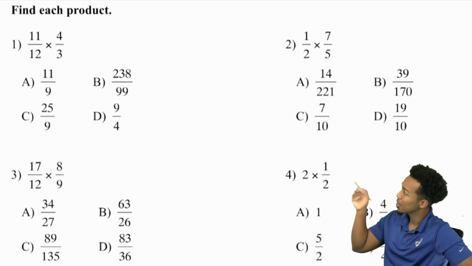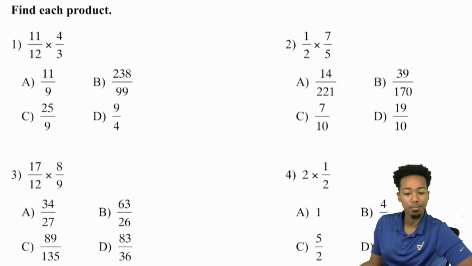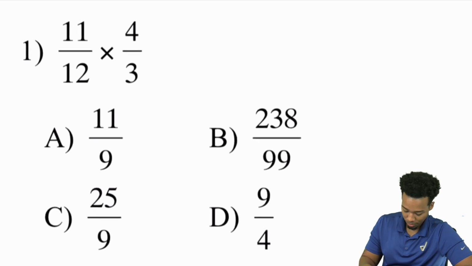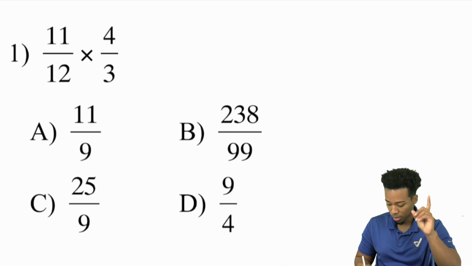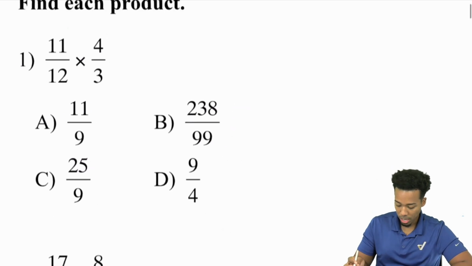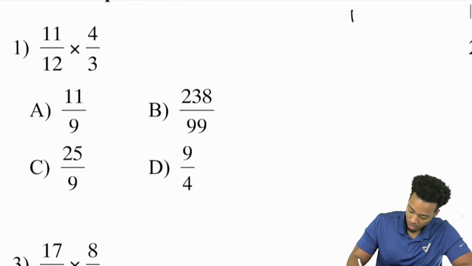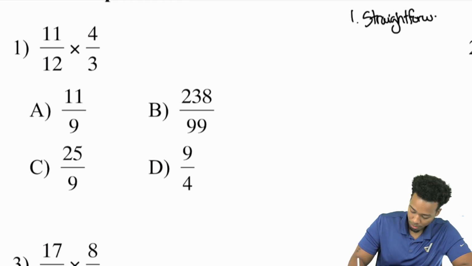So here we go. We got our stuff going on right here. We have finding the product. Let's go ahead and zoom on in to this first problem. So here's the regular way. I'm going to show you two different ways to do this. Number one, I'm going to show you the straightforward way.